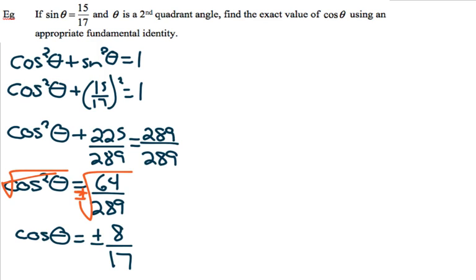We actually have two separate answers shown in this. We have positive 8 over 17 and negative 8 over 17. We need to know specifically which one it is. That's where the second quadrant angle piece becomes important.